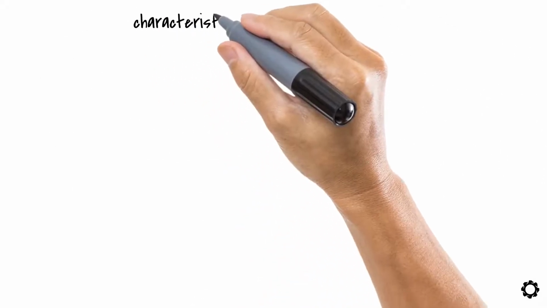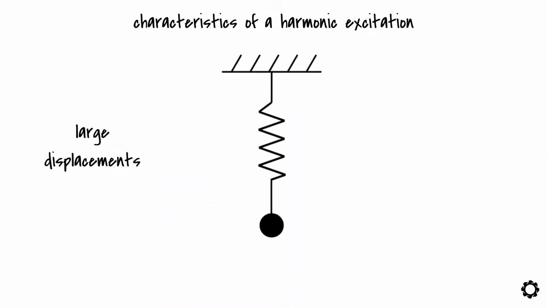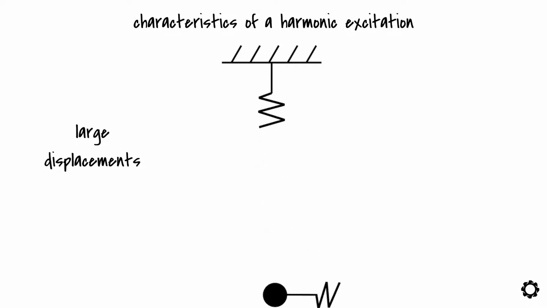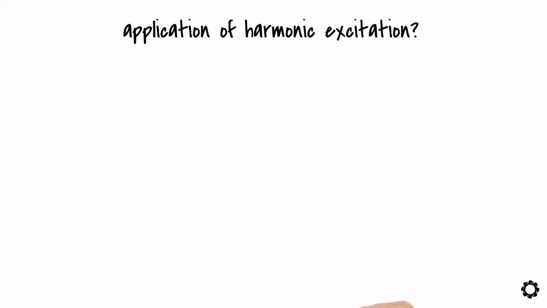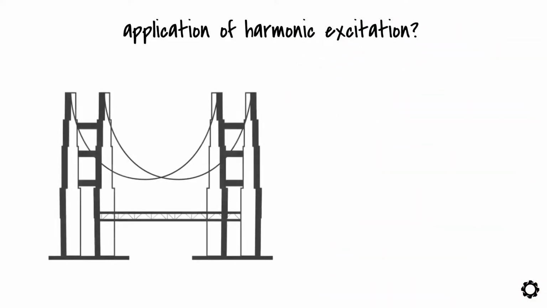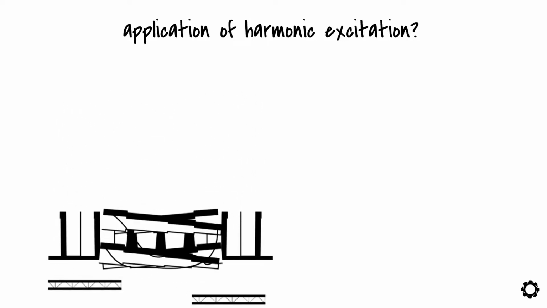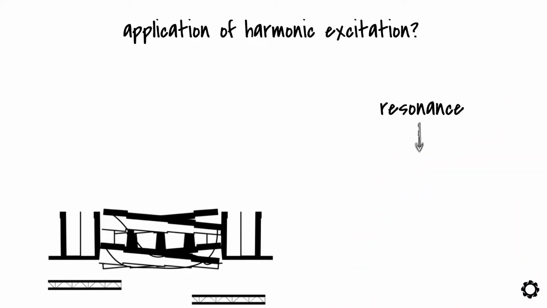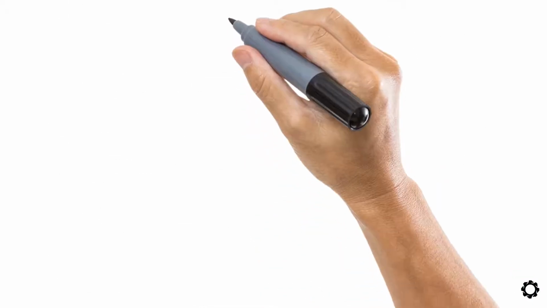The characteristics of harmonic excitations are very interesting. They can lead to large displacements, which can cause the system to exceed the elastic ranges of its components, resulting in structural failure. Do you have an application in mind where you could have seen a harmonic excitation? Maybe you have heard of bridges collapsing after soldiers marching on them, or wind blowing on them. This is very tied to the concept of resonance, which in this case would be the response to the harmonic excitations. We can also have impulses.